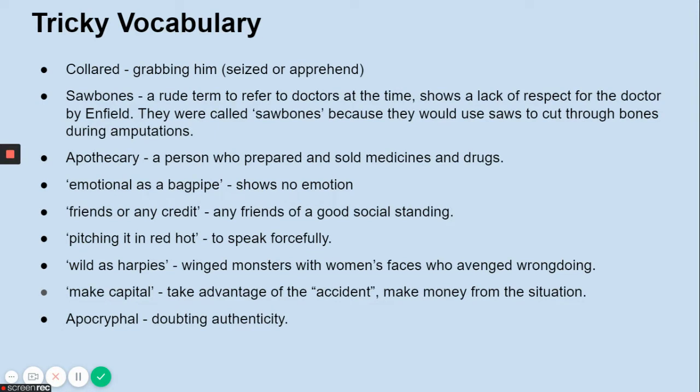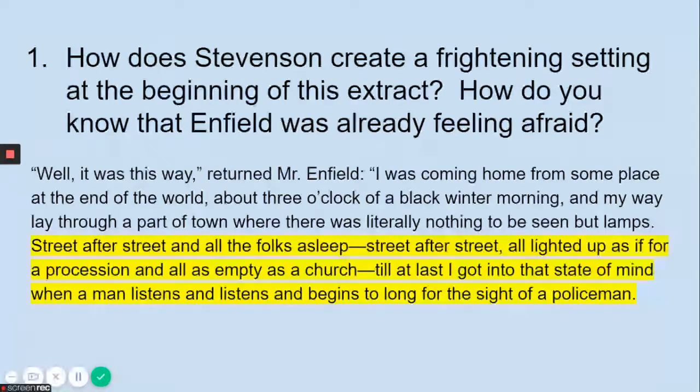Okay, so now let's look at question 1. How does Stevenson create a frightening setting at the beginning of the extract? And how do you know that Enfield is already feeling afraid? So I've copied in the first couple of sentences from the beginning of the extract. And if we look closely at the opening sentences, we learn that Enfield was walking home late at night in a fairly derelict part of the city. We also learn that this was a dark night in winter.